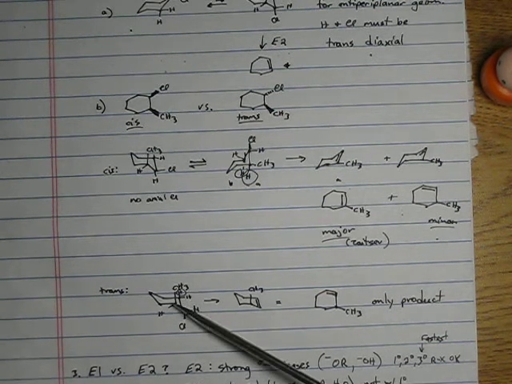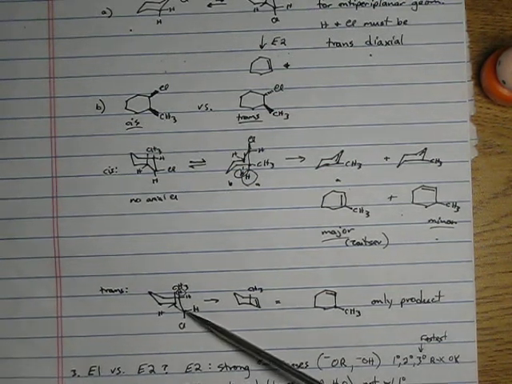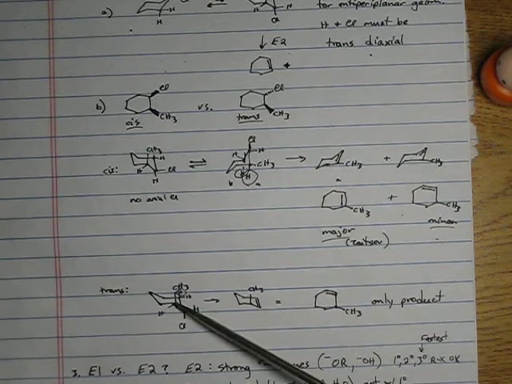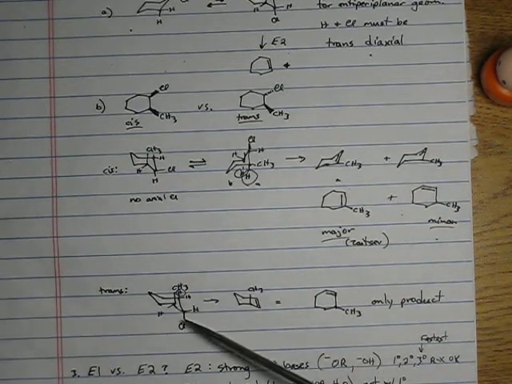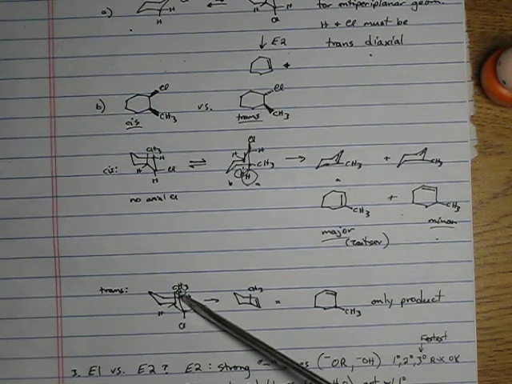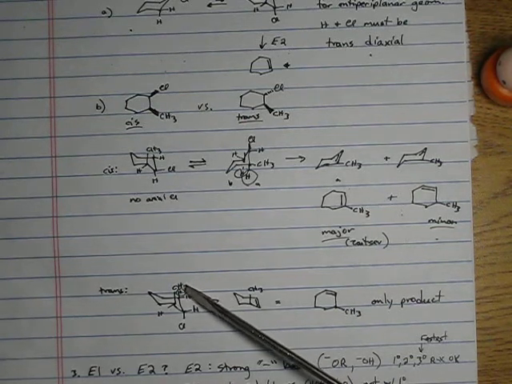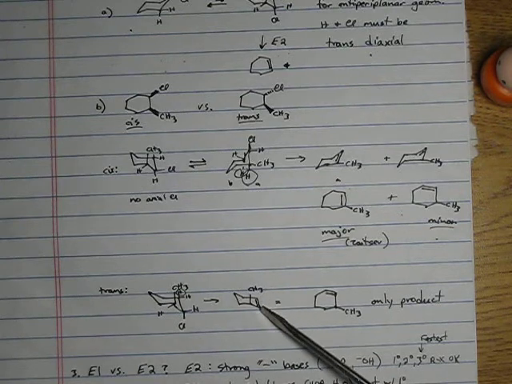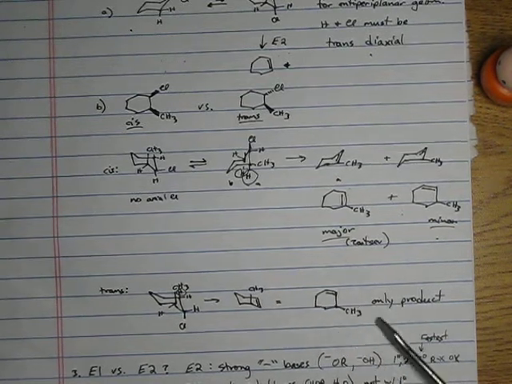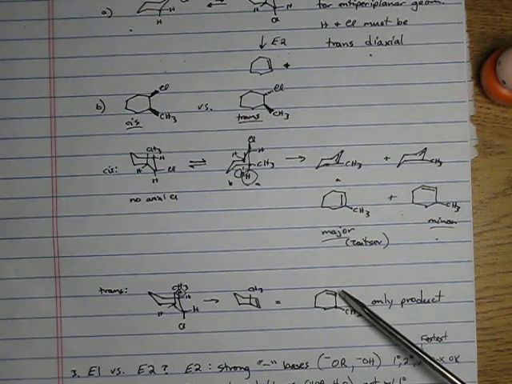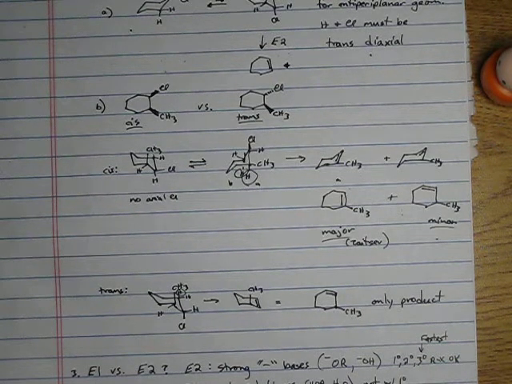Therefore, we cannot get a double bond between the alpha carbon and the beta carbon that contains the methyl. Note, this chlorine is axial down. On this back carbon here, we have a hydrogen that is axial up in the back there. So we can get a double bond here. We will only get this product. We will not form any double bonds here because we cannot get antiperiplanar.